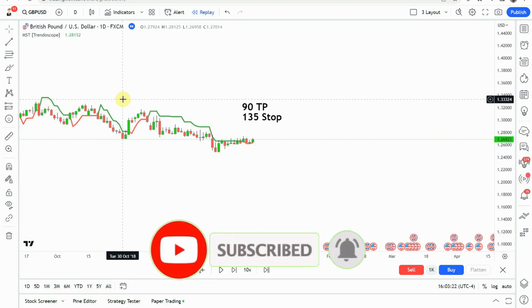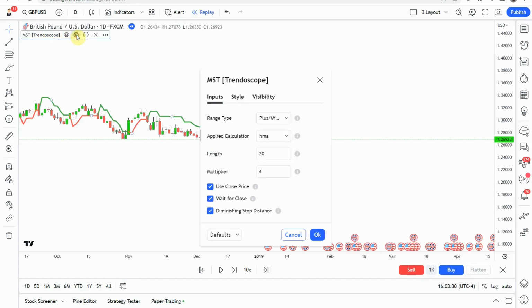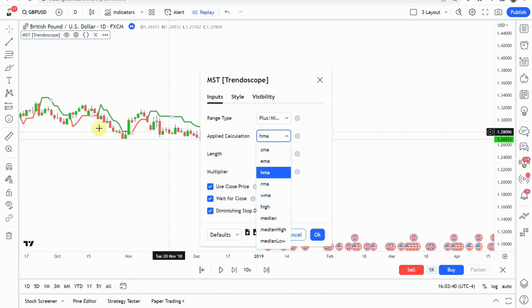What makes this indicator a little bit different is you can change the input for the calculation of this indicator. If I go into settings here, under the applied calculation right here, you can change this to multiple settings, and depending on which one you select will change the calculation, and therefore it will change the indicator, the line itself.